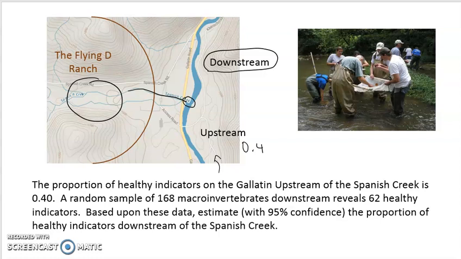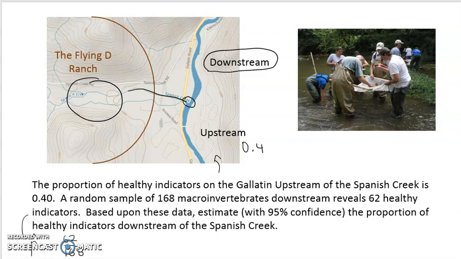Downstream, we took a random sample of bugs, here in the picture with our waders, and there are 168 bugs in this net. Of those bugs, 62 of them were healthy indicators. Now you might notice that 62 out of 168 gives you the sample proportion of healthy indicators. P hat, remember, is the sample proportion. That's the symbol, and that equals 62 out of 168.